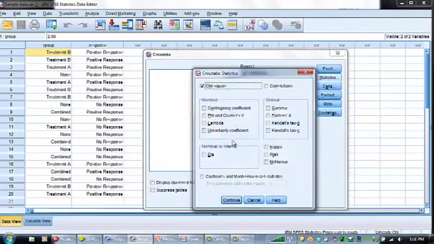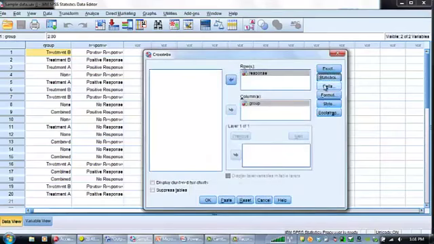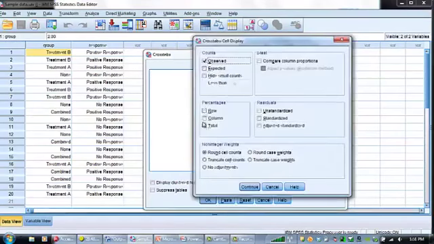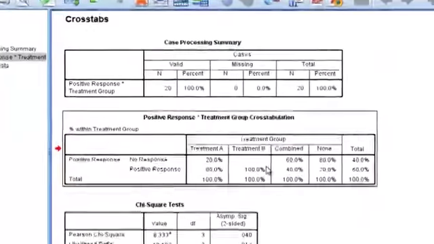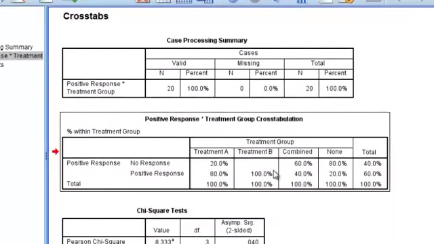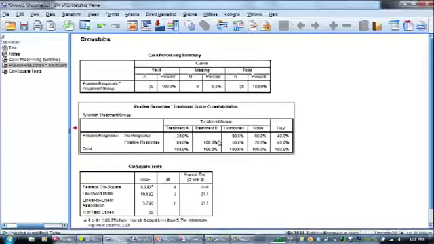I'll use chi-square statistics and populate the cells of the table with column proportions. Select continue and then I go to OK. And the results here show that all 5 patients from group B responded positively to their treatment, whereas the results for the other treatment groups are mixed.